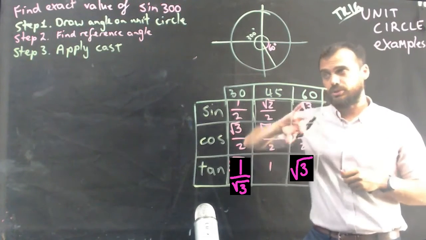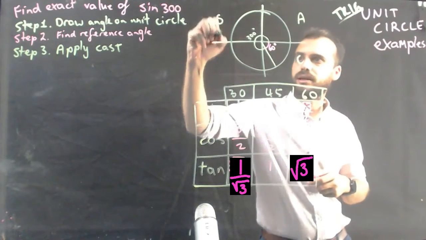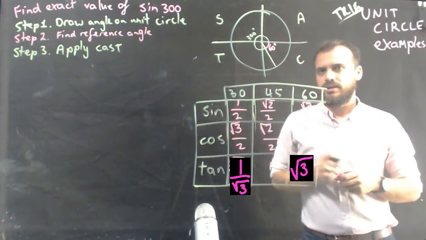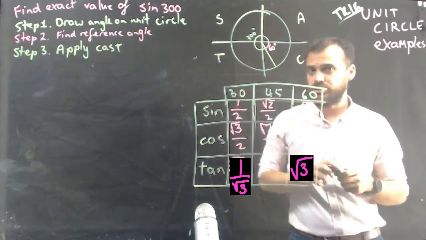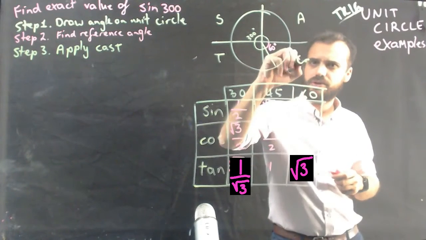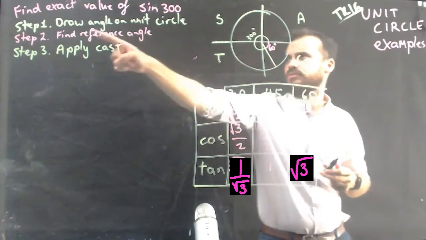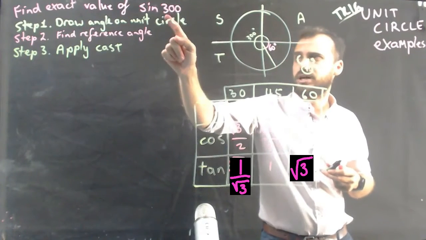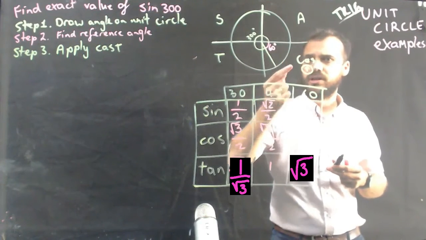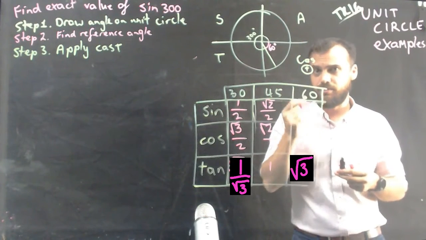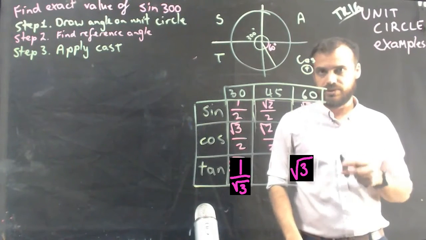Step 3 now is to apply CAST. C-A-S-T. Now, we're in the 4th quadrant, which is the C quadrant. That means that only cosine is positive in this quadrant. What are we doing? We're doing find the exact value of sine 300. So we're doing sine. So if we're in this quadrant and we're doing sine, then we know that our answer must be negative. Great. 4th step.